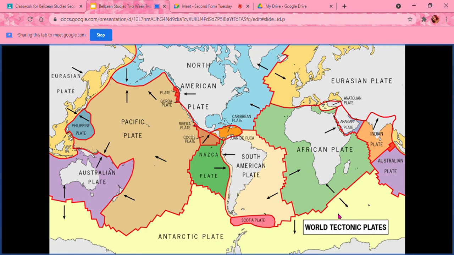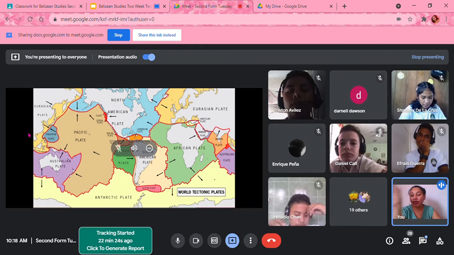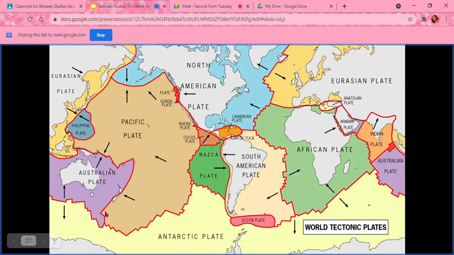And this is what I was talking about, right? See the different movements. This is just for your knowledge. If you want to go over the PowerPoint later on, it is there for you to see, right?